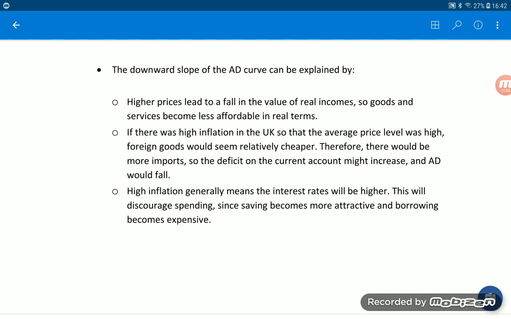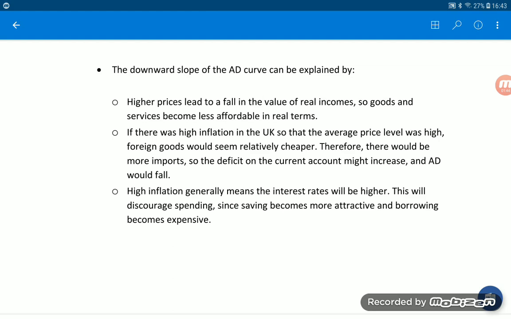The second reason, if there's high inflation in the UK, this means that we are going to be exporting less. So therefore, exports are an injection to the circular flow, and therefore we'll have less AD. Moreover, a high price level would mean that we are importing more goods from abroad. Imports are a withdrawal from the circular flow, so if you add the two things together, we will have a low level of real GDP.